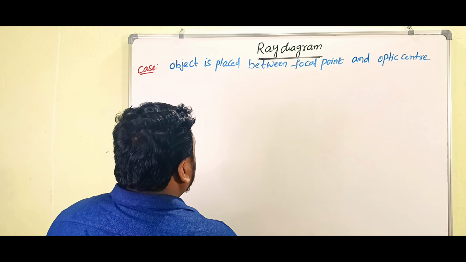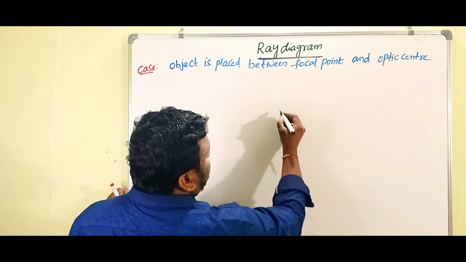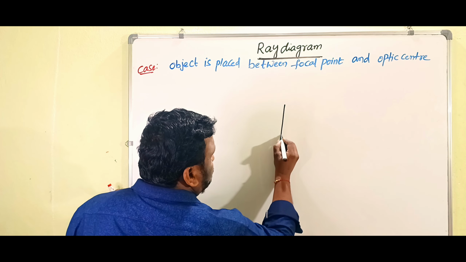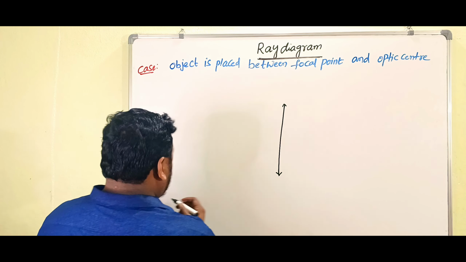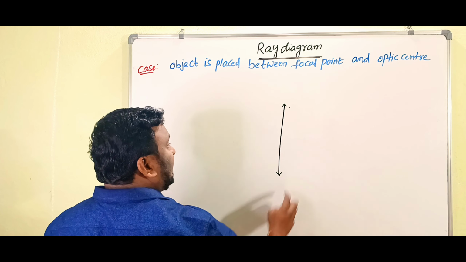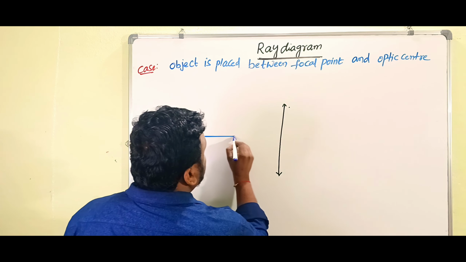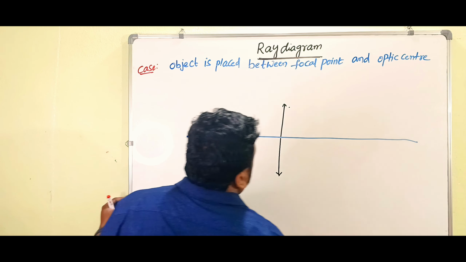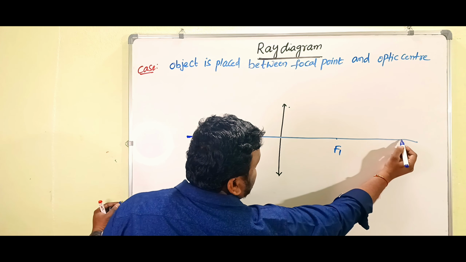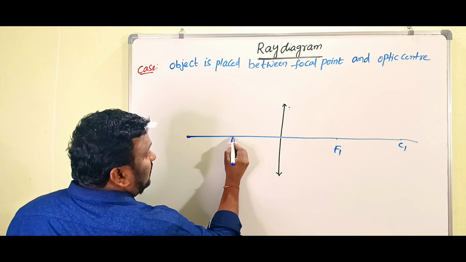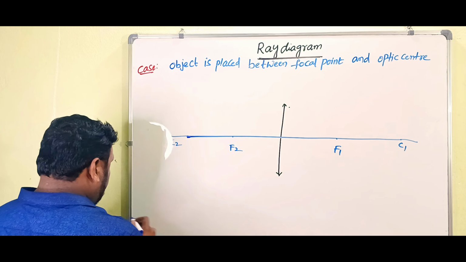So children, the first thing is we have to draw a lens. Here it is a biconvex lens. A biconvex lens is shown with a double-headed arrow, so note that carefully. The next thing is this is the principal axis. Clear? For a biconvex lens, on the left side we have f1 and c1, and on the right side we have f2 and c2. Clear children?